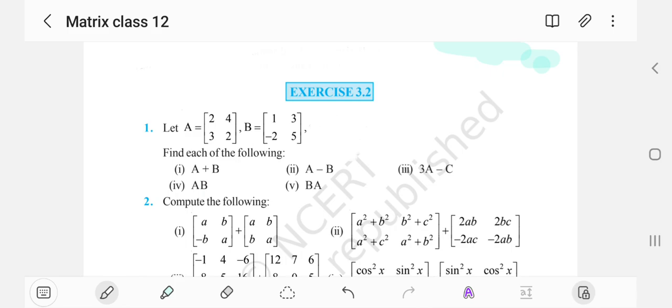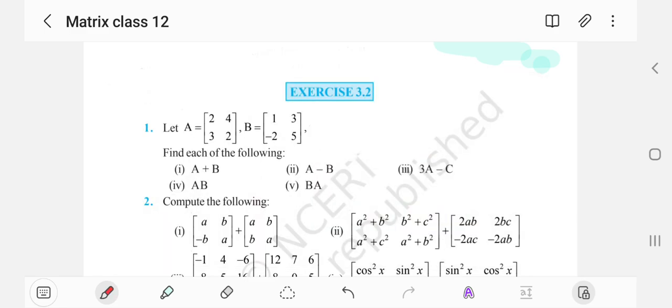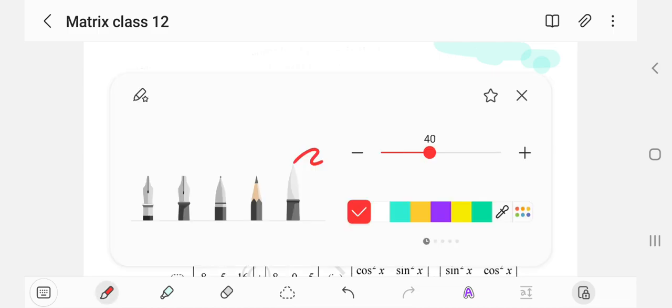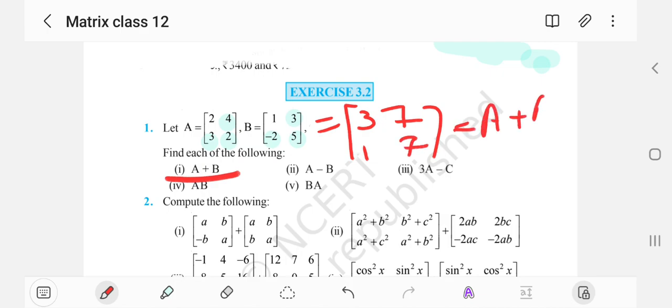Let's make some space here and do it. So, we have to find A plus B. Now, how will I find A plus B? I will add the respective entries. This 2 is added with this 1, so I get 3. When I add this 4 with this 3, I get 7, right? When I add this 3 with minus 2, what will I get? I will get 1. When I add this 2 with 5, what will I get? I will get 7. So this is my A plus B.